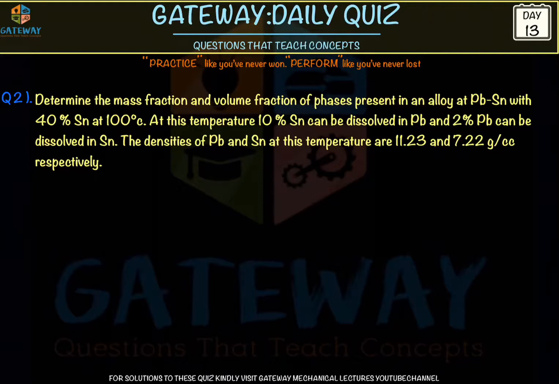Here we'll continue with question number 2. Due to some technical error, we are forced to do question number 1 separately. Here we have the solution for question number 2, day 13 quiz.